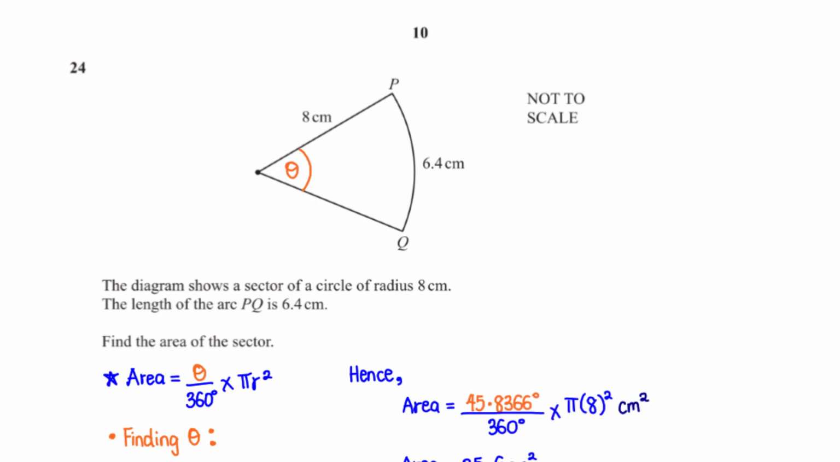The diagram shows a sector of a circle of radius 8 centimeters. The length of the arc PQ is 6.4 centimeters. Find the area of the sector.